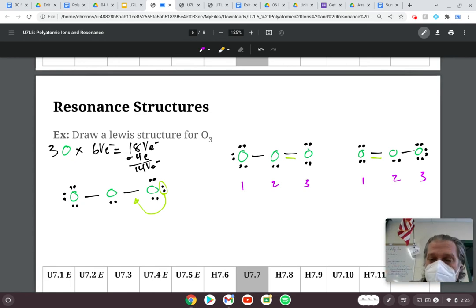And when both of those structures are correct, what we do is we draw a double-sided arrow indicating that for ozone, either of these is okay, but they both have to be represented. Now let me present you with some data to support this.